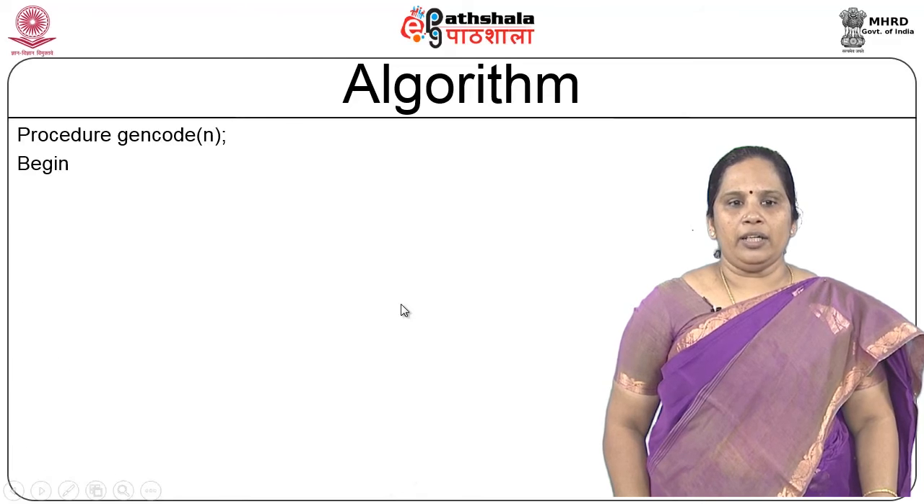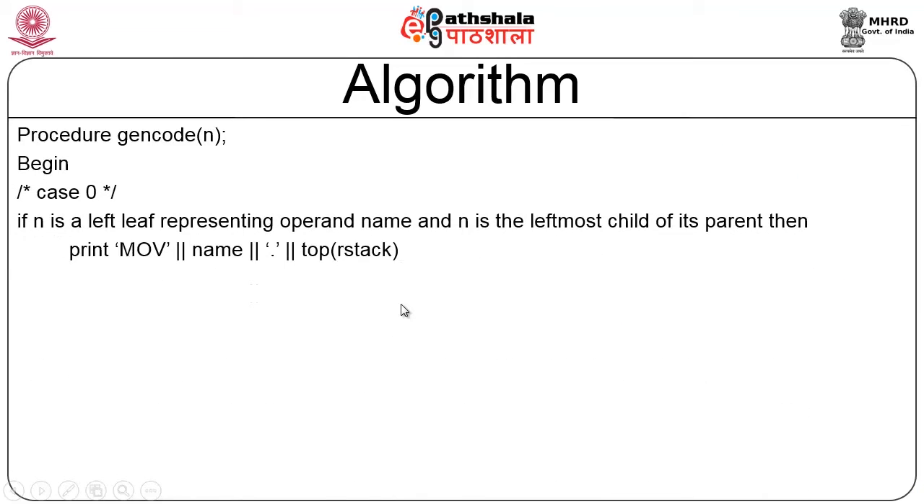Now the algorithm here is very simple. This is case 0. What are we looking at? We are looking at simply issuing a move command, where n is a left leaf representing an operand name and n is the leftmost child of its parent, okay. It is a leaf node and it should be the leftmost leaf of its parent. In that case I simply issue a command, move the variable name onto the register at the top of the R stack. So supposing I have the variable name A and R0 is the register at the top of the stack, I will issue the command move A comma R0.